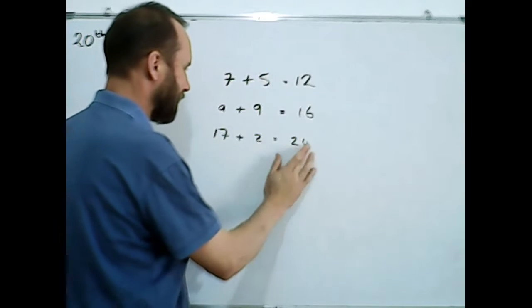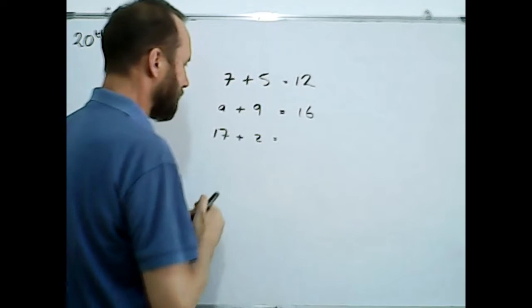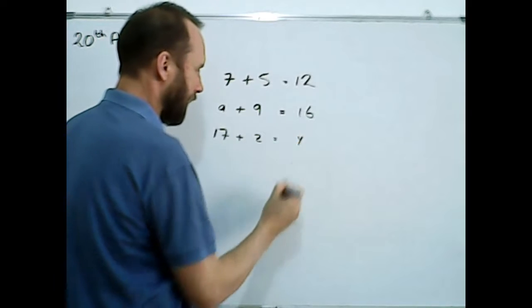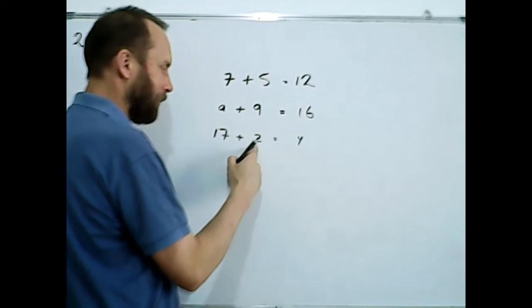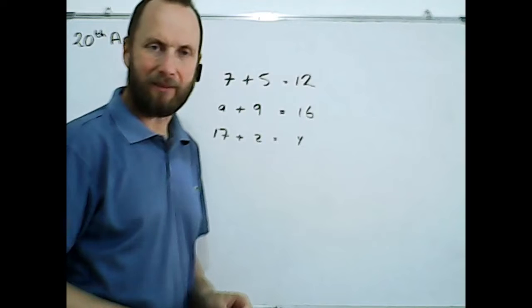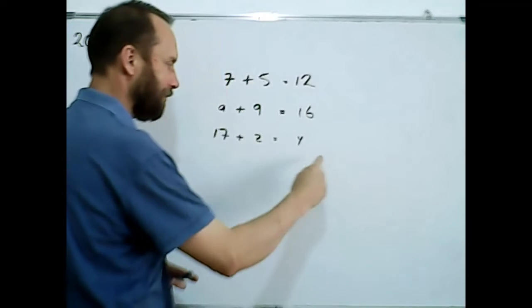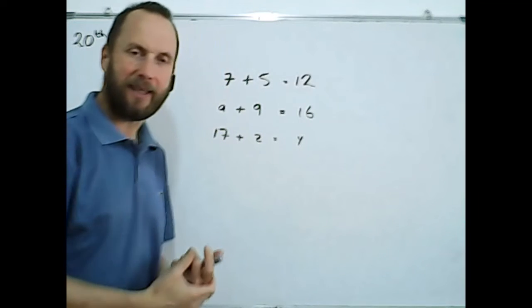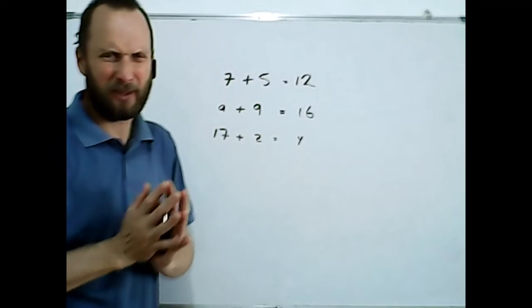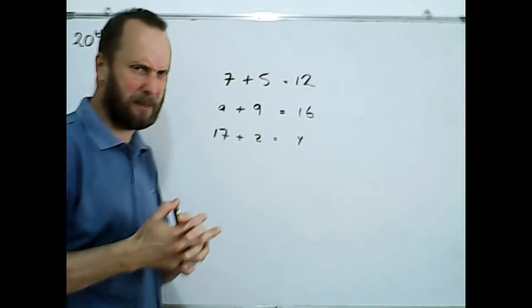Sometimes you might have 17 plus z equals y, and they'll give you the value of z. You have to find out the value of y, or they'll give you the value of y and you have to find out the value of z. So those are the two different sorts of things you'll get in the exam, I think, anyway.